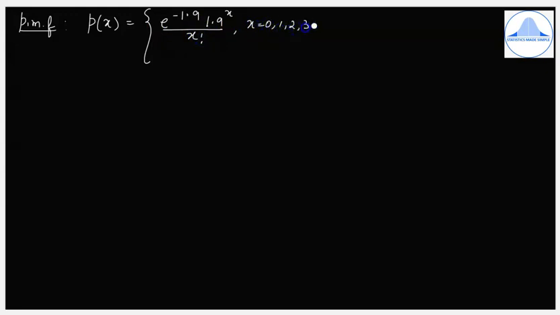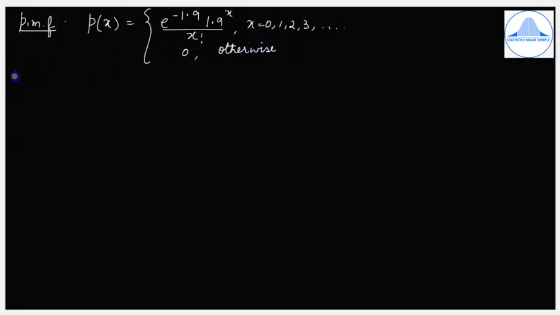Now I will write the PMF of the Poisson distribution, and we have got the parameter value lambda as 1.9. So the PMF is P of x equal to e to the power minus lambda, so e to the power minus 1.9 into 1.9 to the power x divided by x factorial, and x takes the values 0, 1, 2, 3 and so on. It is infinite, and then you can write 0 otherwise.